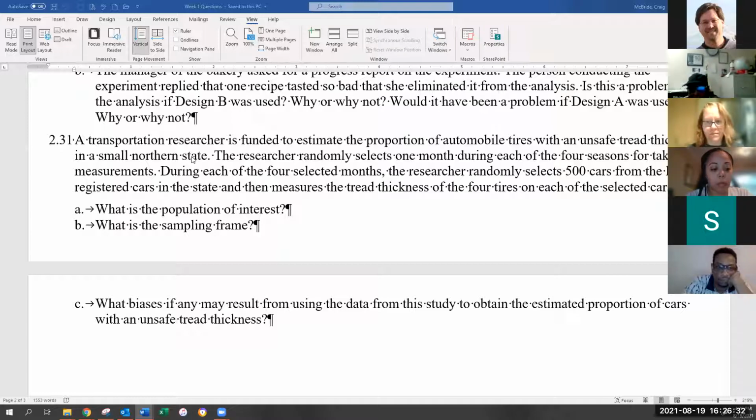So instead of it being 500 cars, it will be 2,000 cars, because you're actually doing 2,000 cars. Yes, because you randomly took 500 cars each month 4 times.